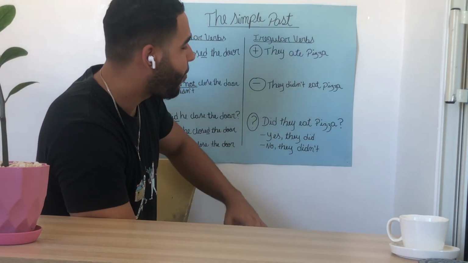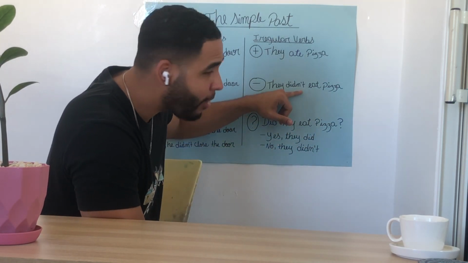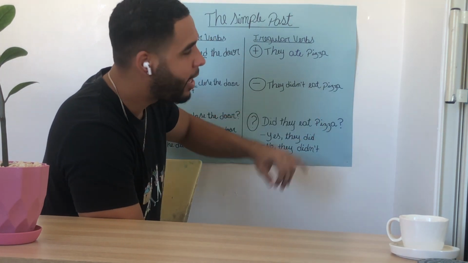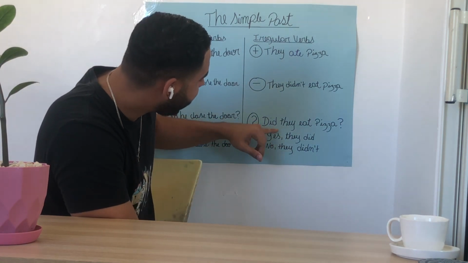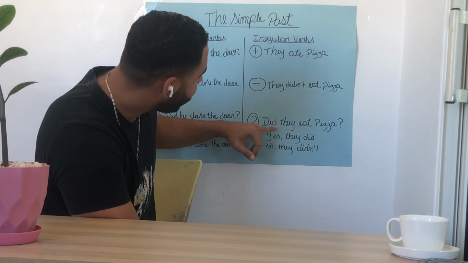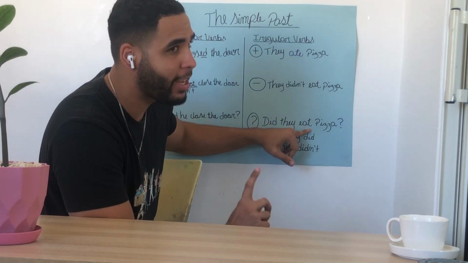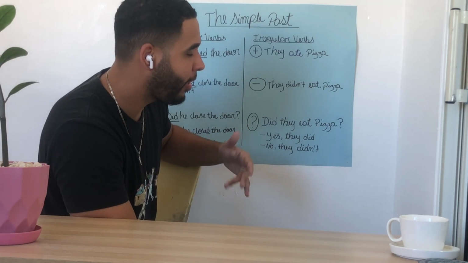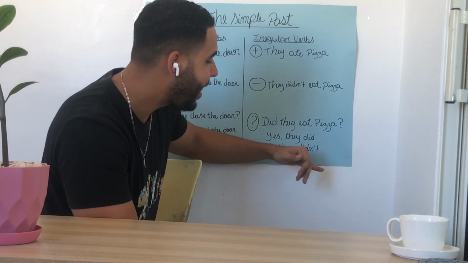As in the negative way, we have they didn't eat pizza, using the auxiliary and placing the verb in the simple present. And as we saw in the question, did they eat pizza? Using the auxiliary at the beginning, pronoun, and the verb in the simple present form. And answering yes, they did, or no, they didn't.